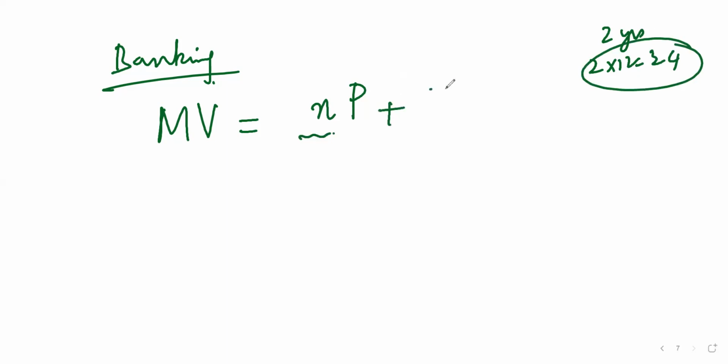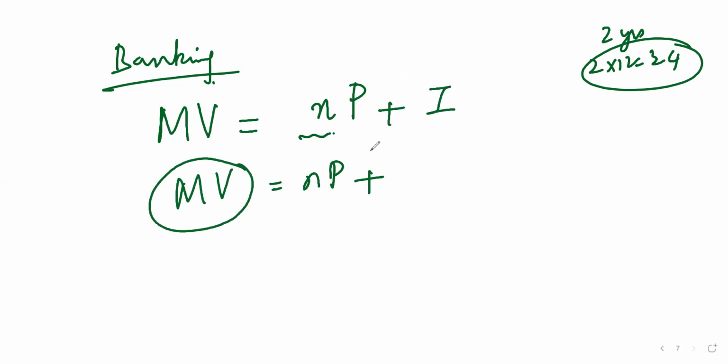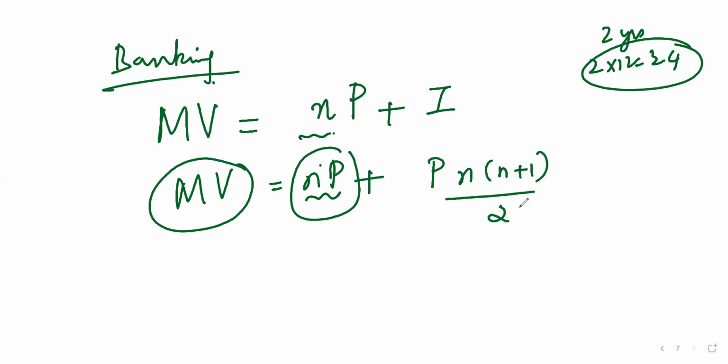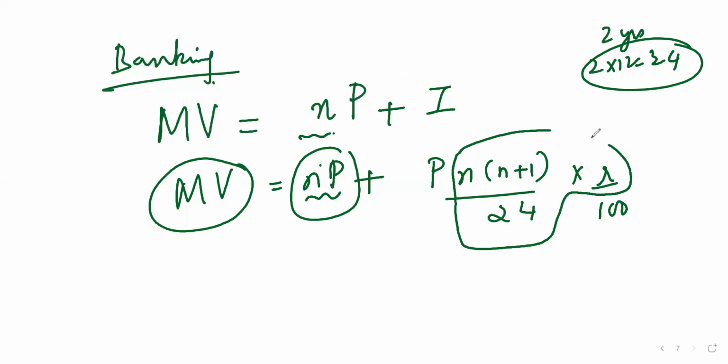N into P plus I, where I is the interest. What you get finally is the maturity value, the lump sum that you get. NP is my investment, because this is what I'm putting in every month. I'm going to get back this plus I. So I is P into n(n+1)/24 into R/100. It's like PTR by 100, with rate per cent per annum. Just be very careful with the n because it has to be in terms of months.